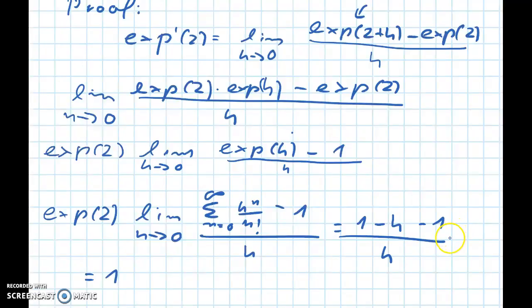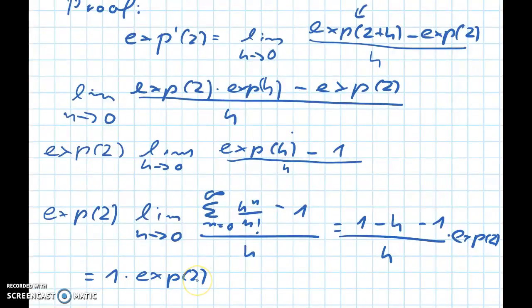We still have to multiply by exponential z, of course. Nothing has changed there. So we have 1 times the exponential z. And now we're finished, because as you see, the derivative of the exponential is the exponential itself.